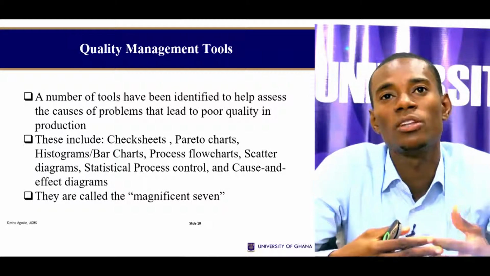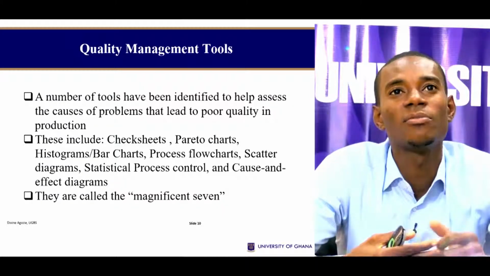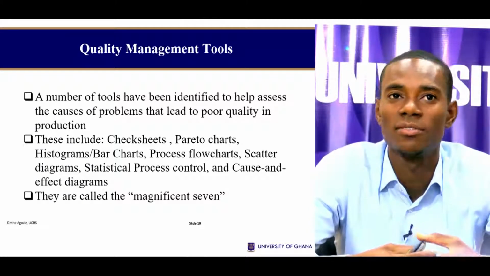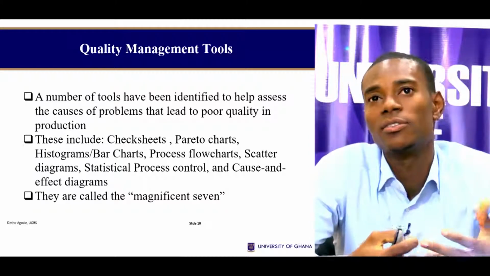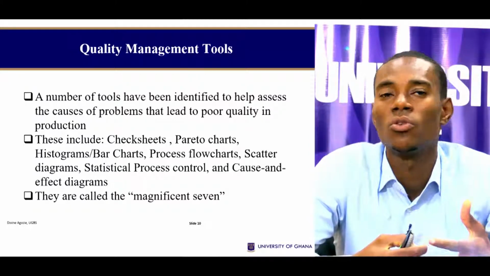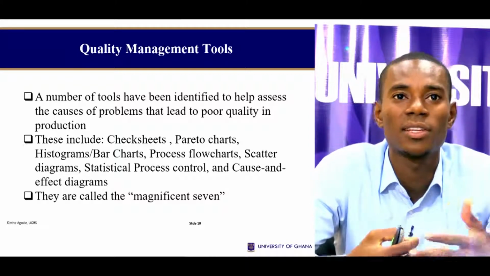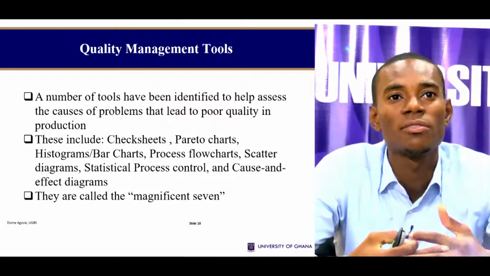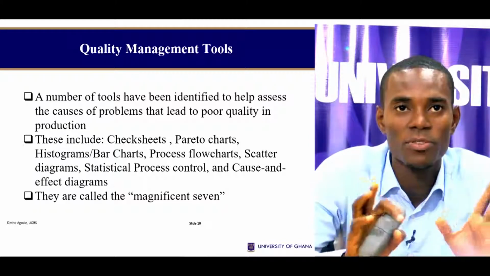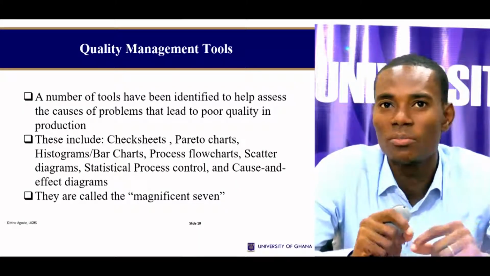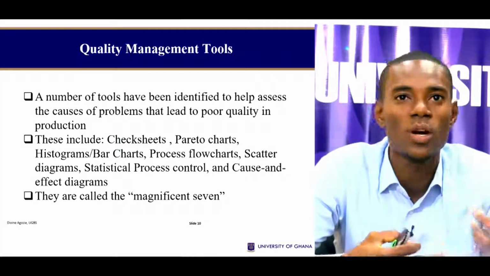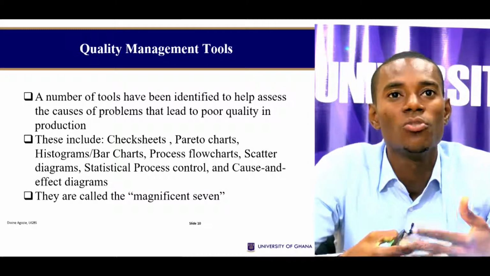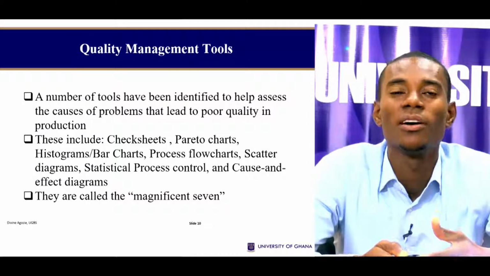There are quite a number of quality tools, but we have some very popular ones in quality literature, which we call the Magnificent Seven. And they include the check sheets, the Pareto charts, the histograms and bar charts, the process flow charts, scatter diagrams, statistical process control techniques, and then the cause and effect diagrams. They are seven in number, and we use them concurrently. You can use one and it helps you to develop the other, and it is very awesome. We'll see them in detail in subsequent videos.